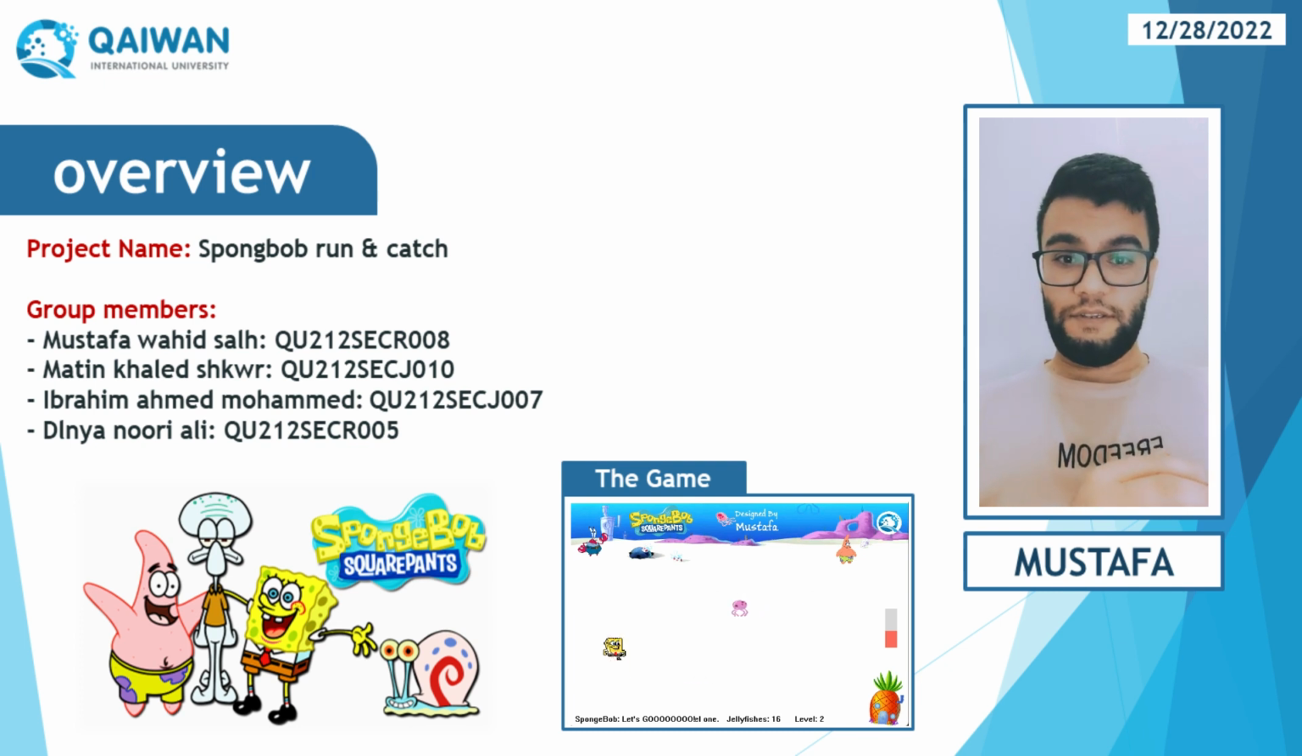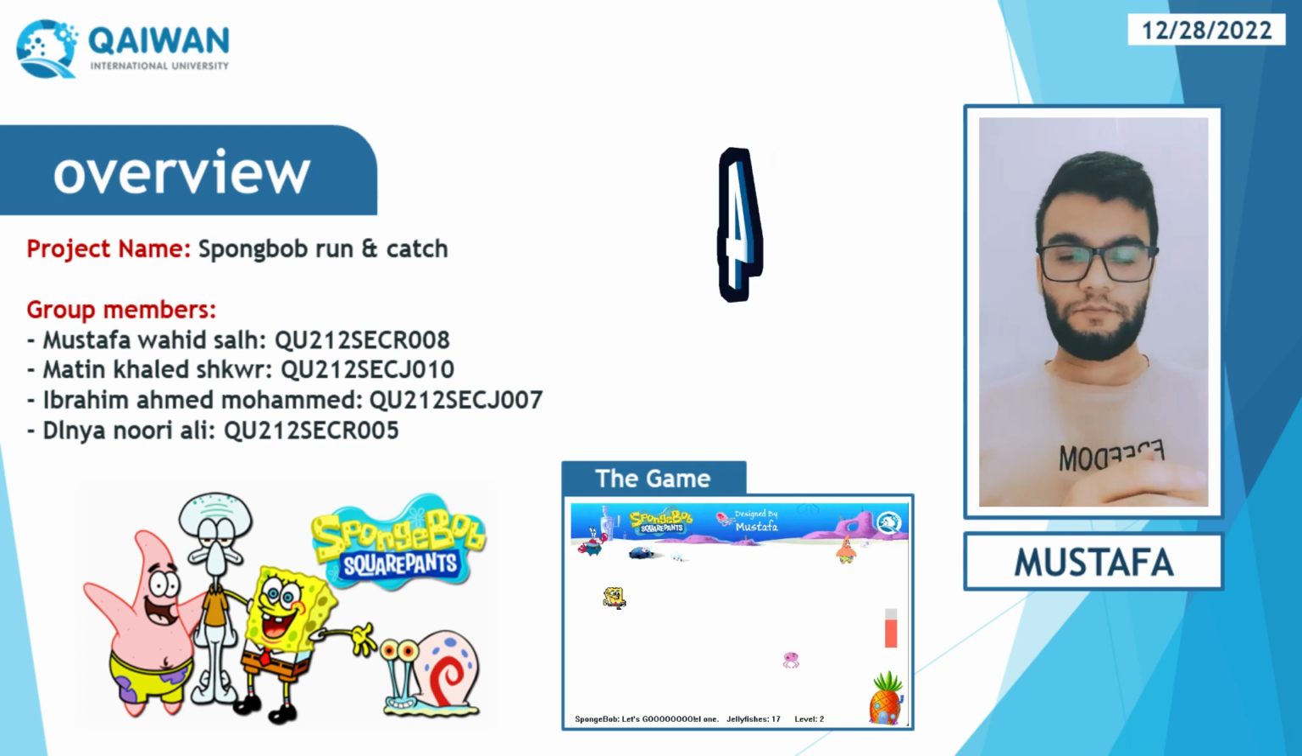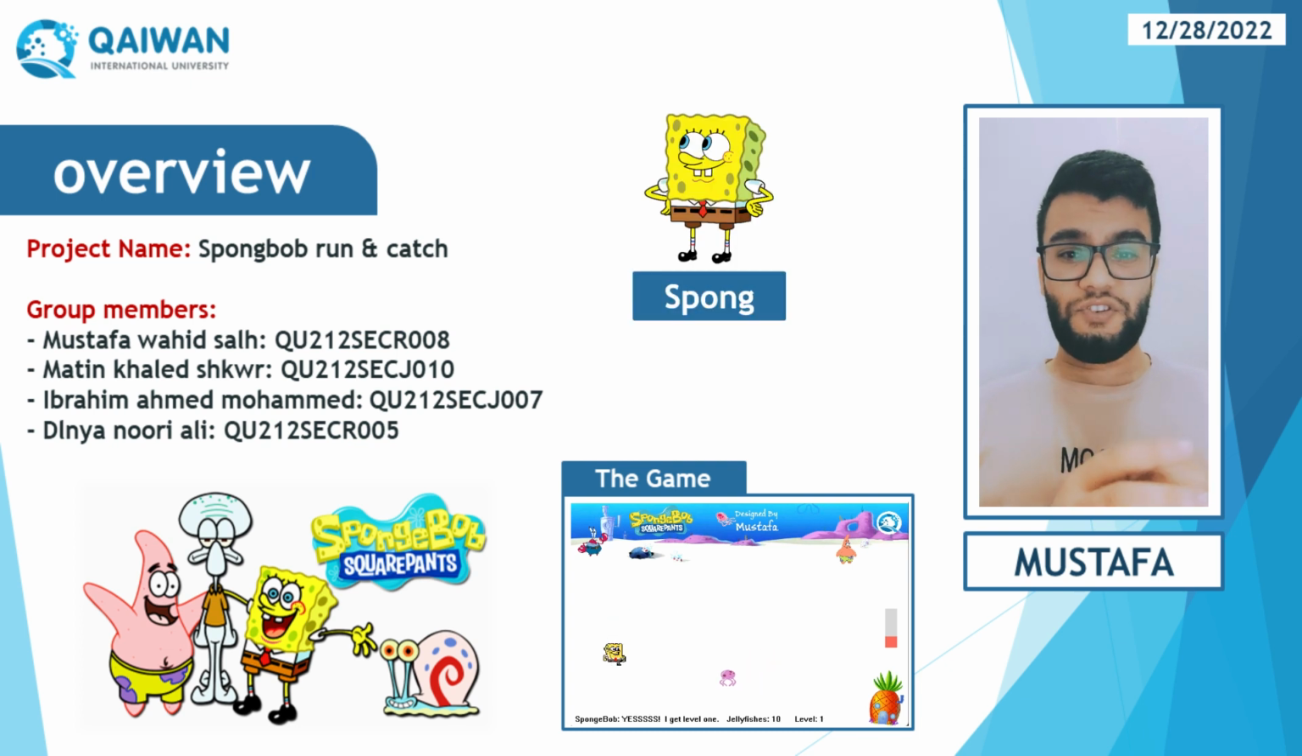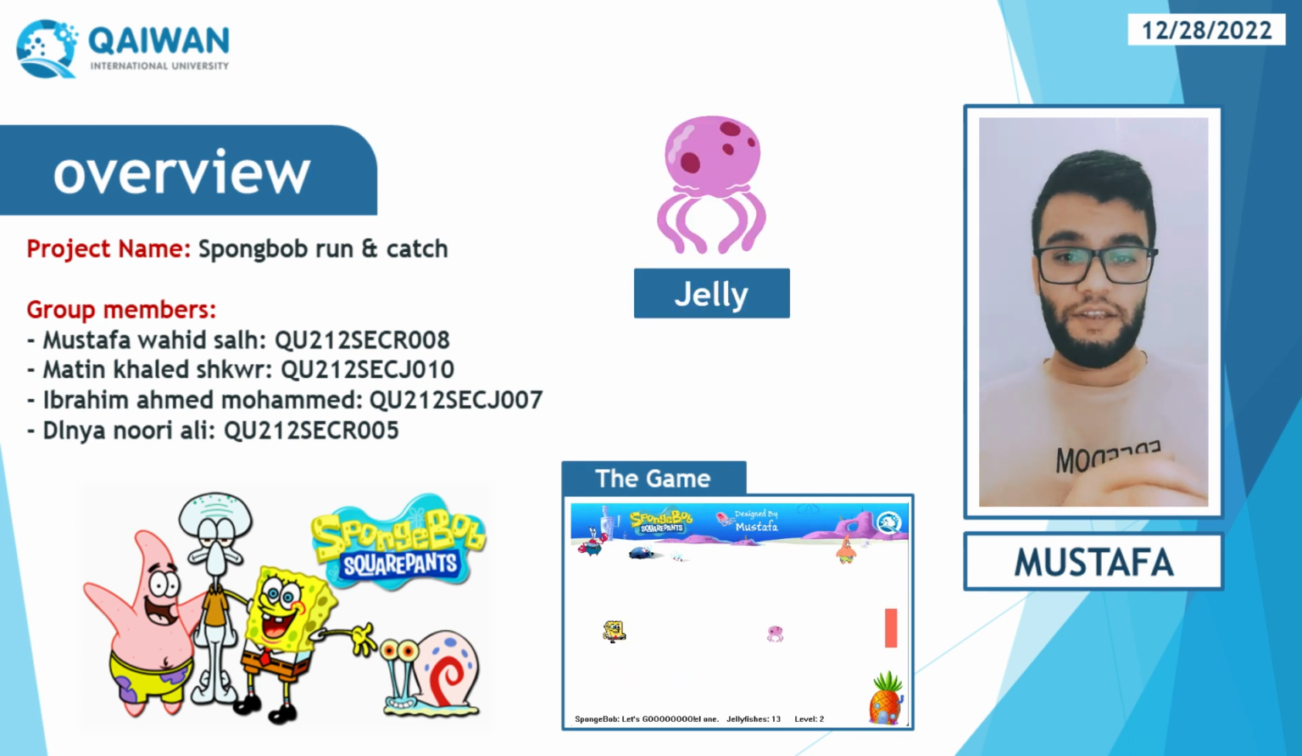This project consists of 4 general classes. The first one is the Sponge Class. This Sponge Class will control the SpongeBob character by the player. And the next one is the Jelly Class. This Jelly Class controls the character of jellyfish inside the game, like formation and movement automatically.